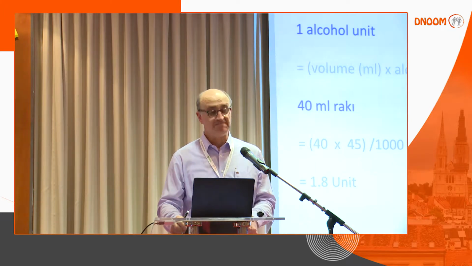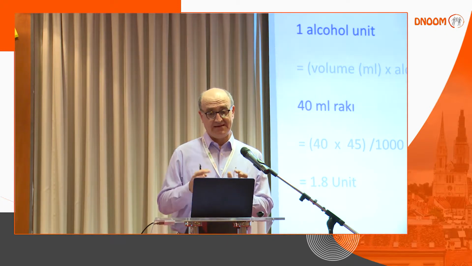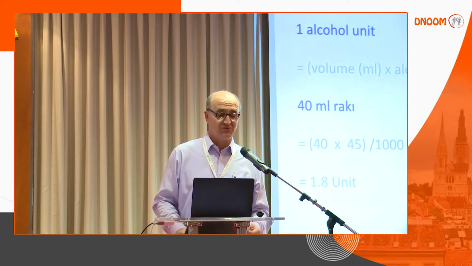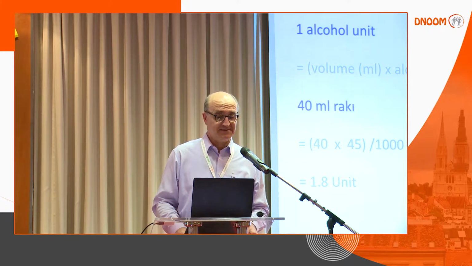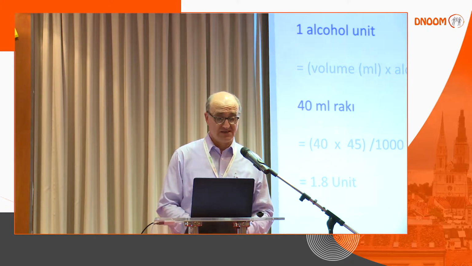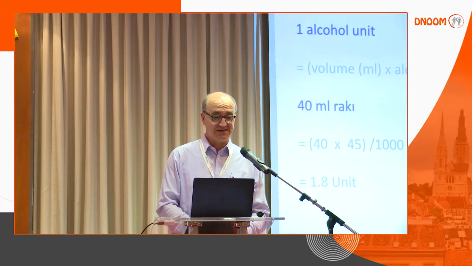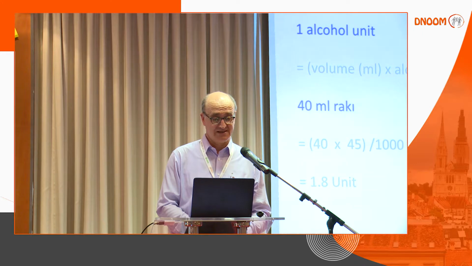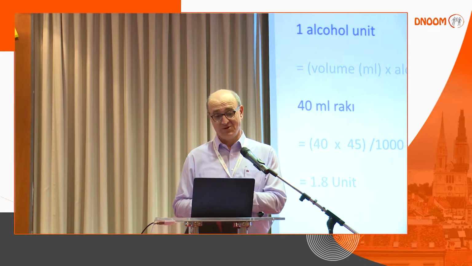Discrimination is very difficult. For example, I tried to find a precise formula to describe drinking alcohol. 1 unit of alcohol is equal to 40 milliliters of Turkish rakı. You multiply the volume by the percent of alcohol and divide by 1,000. Then 40 milliliters of rakı is equal to 1.8 units.